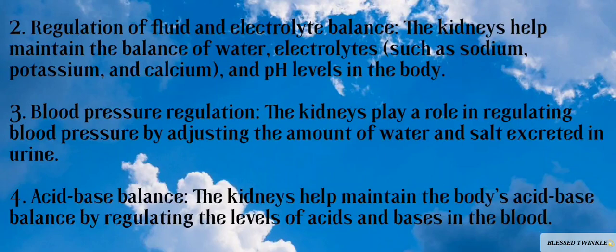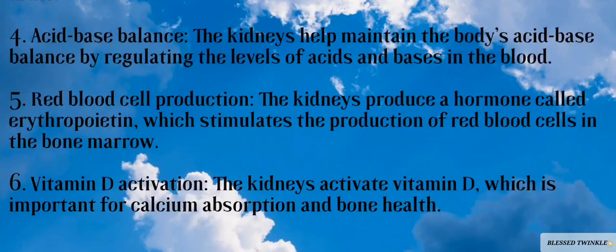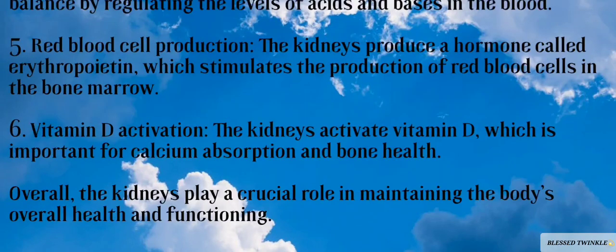Blood pressure: the kidneys play a role in regulating blood pressure by adjusting the amount of water and salt excreted in urine. Acid-base balance: the kidney helps maintain the body's acid-base balance by regulating the levels of acids and bases in the blood. Red blood cell production: the kidneys produce a hormone called erythropoietin, which stimulates the production of red blood cells in the bone marrow. Vitamin D activation: the kidneys activate vitamin D, which is important for calcium absorption and bone health.